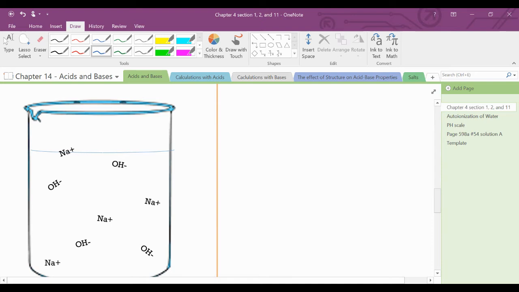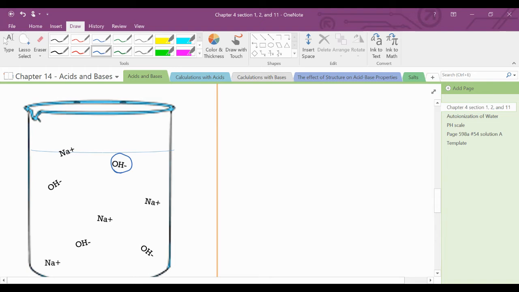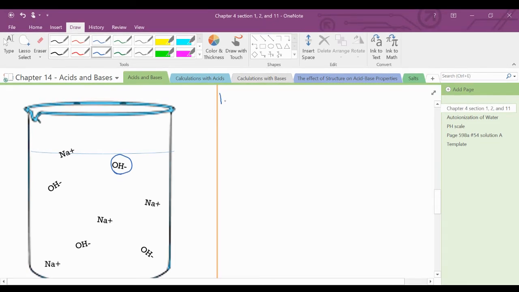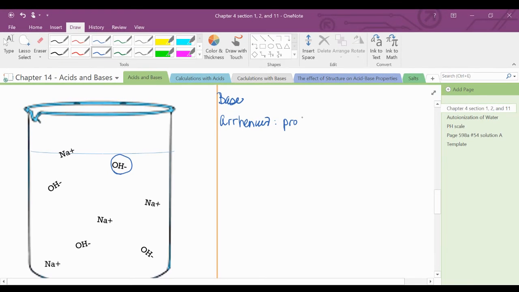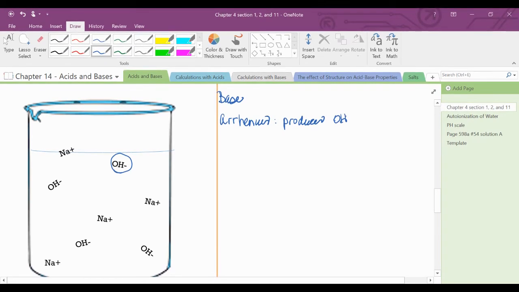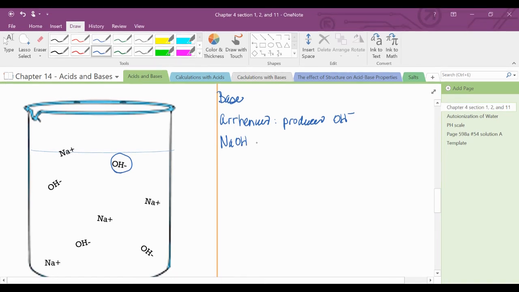So my next picture, if I look here, the ion that we're producing here is the OH ion. And so that's telling me that this is a base. And just like when we talked about acids, we can talk about the Arrhenius definition of a base. And this is a species that produces hydroxide ions. And again, we can write equations to prove that it's a base. Now, in this case, this is an ionic compound. So the only type of equation that we can write here is a dissociation equation.